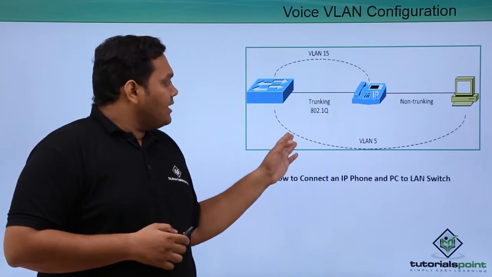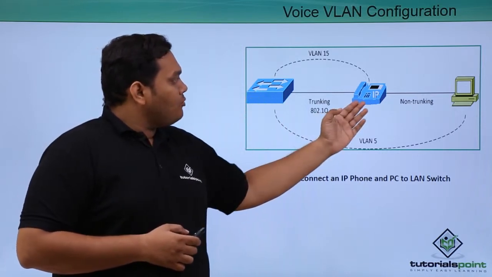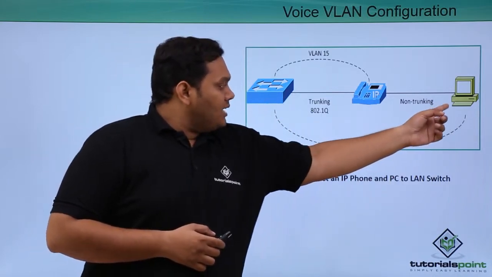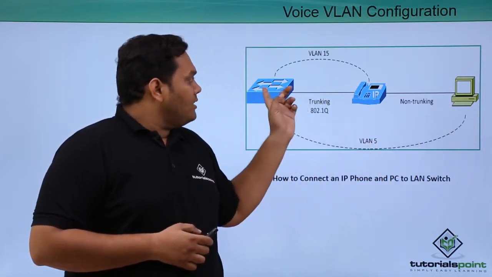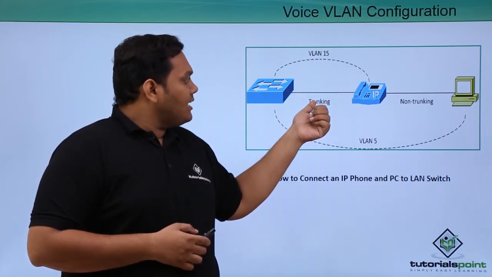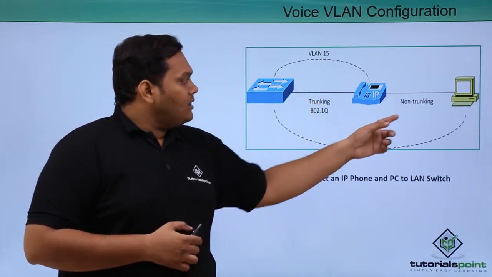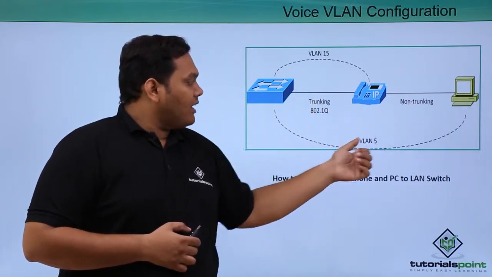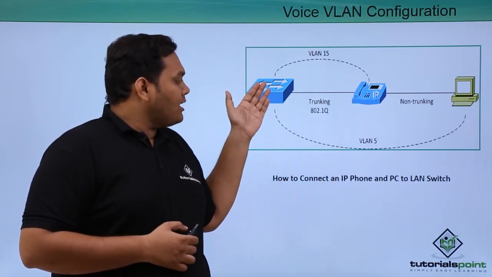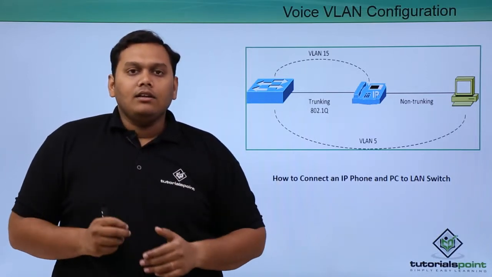This diagram has a switch, an IP phone and a PC. The switch and the PC are in VLAN 5, and the switch and the IP phone are in VLAN 15. We have a trunking link between the IP phone and the switch, which is .1Q trunking, and the non-trunking part is VLAN 5, which is between the PC and the switch. So this is how to connect an IP phone and PC to a LAN switch, and this is about voice VLAN configuration.